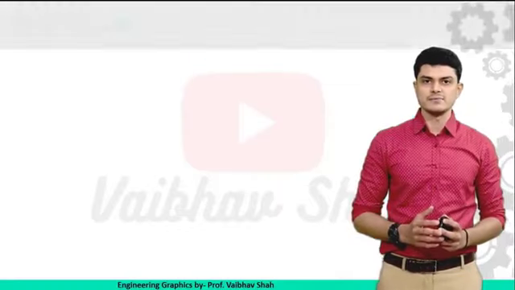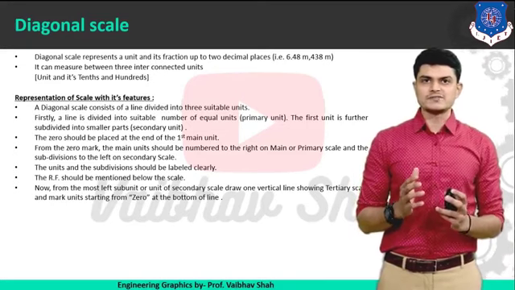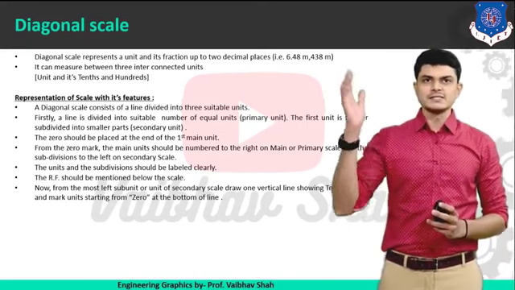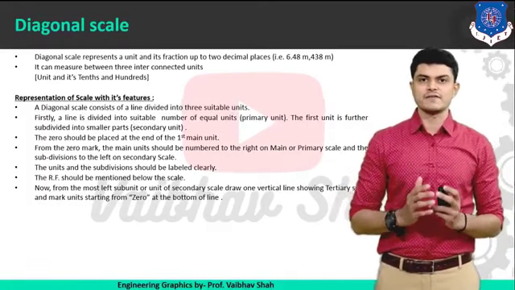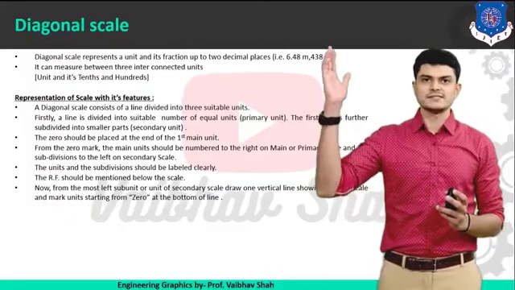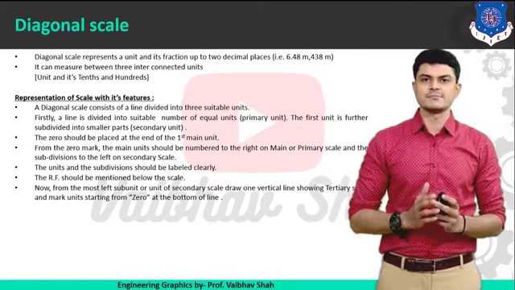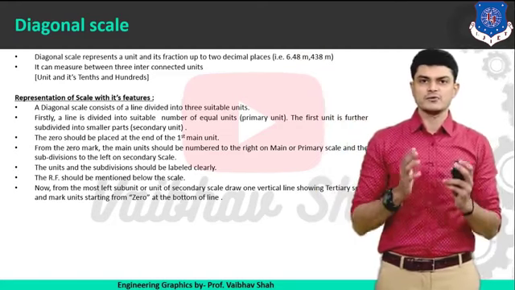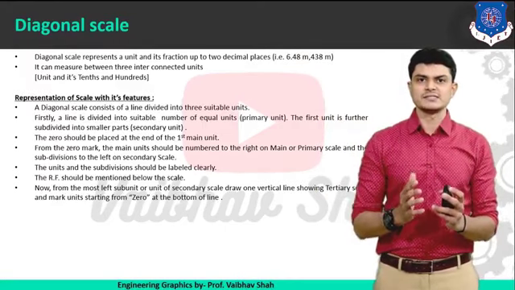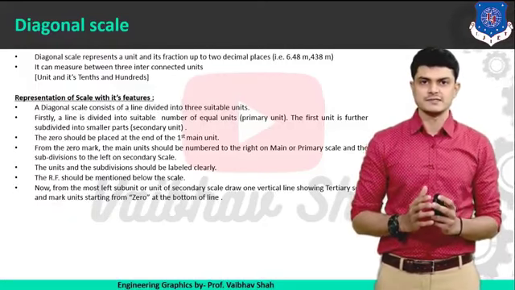On diagonal scale. So first, a diagonal scale represents a unit and its fractions up to 2 decimal places. So for example, you can see 6.48 is an example of a diagonal scale. Why? We have a decimal point after the 6 and we have 48, meaning 2 places after the decimal point. That means we can measure any distance which has a unit and its fraction up to 2 decimal places.